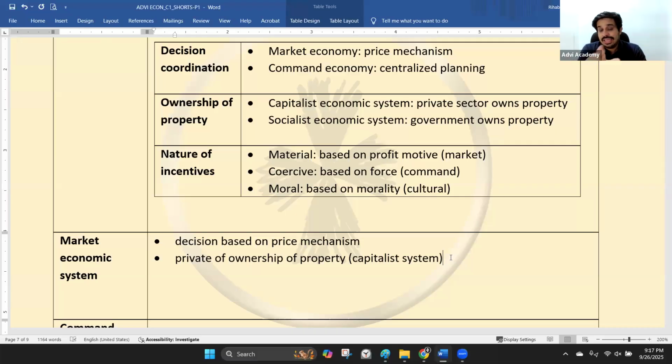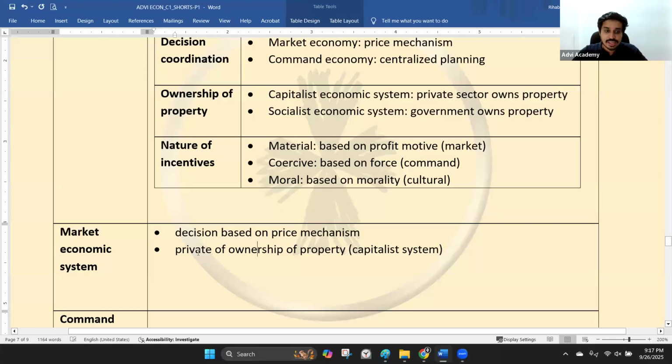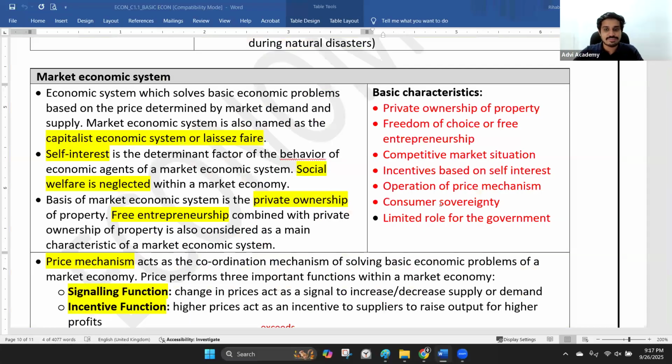In America and the UK, especially in Texas, when you go out there are massive amounts of empty land. Most of it is private, owned by people from back in the day. So that's the primary difference between the capitalist and socialist systems. The government owns most of the property, basically all of it, in a socialist system. In a capitalist system, it's the private sector, the normal people, who own it. So: decision based on price mechanism, and private ownership of property, which is the capitalist system.